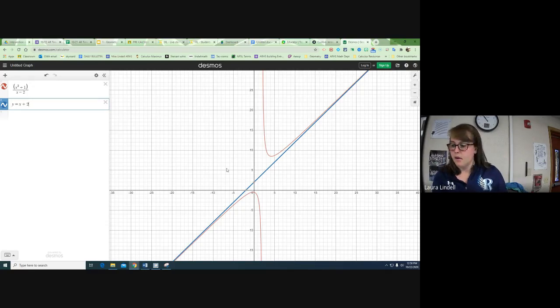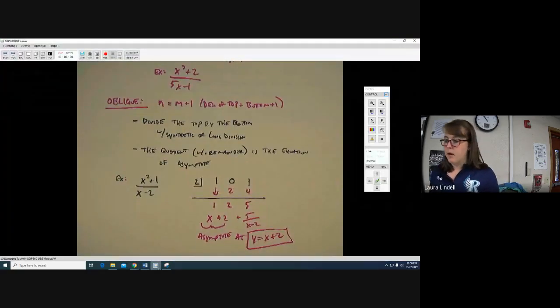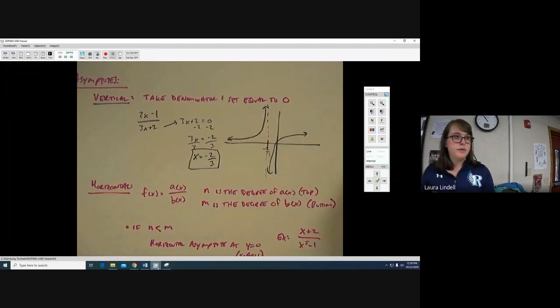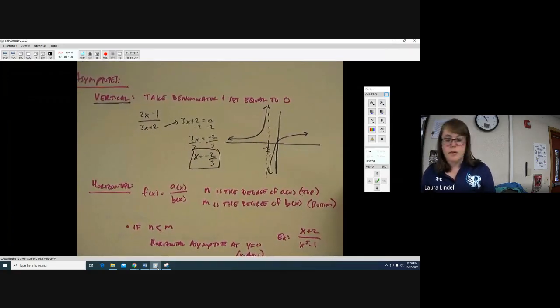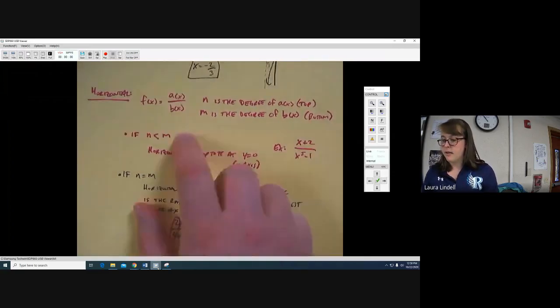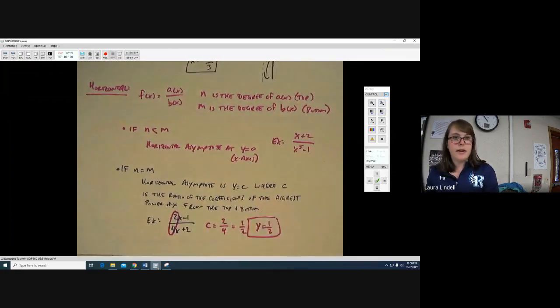Okay. So that's how we would find asymptotes for rational functions. So we have the vertical asymptote, just to review, going back over our notes real quick. The vertical asymptote, where you take the denominator and set it equal to 0. The horizontal asymptote, where you take the function and figure out what category it fits into: if the degree of the top is less than, equal to, or greater than the degree of the bottom. And then from there, you decide what to do past that.